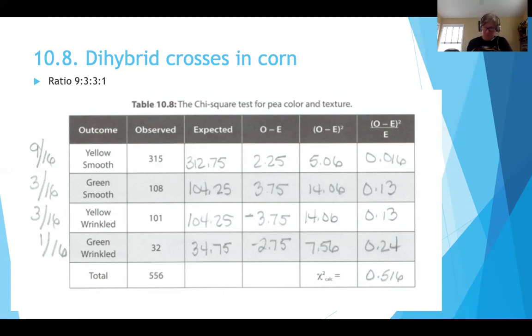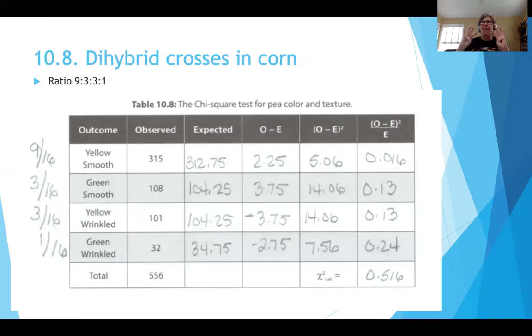So the first procedure, 10.8, they actually have the observed for you. You need to figure out the expected. Now, again, we're saying that this was a hybrid, a heterozygous, 2 hybrid corn plants. So when we look at them, you could say, big Y, little y, big S, little s. So we had 4 possible gametes for mom and dad.